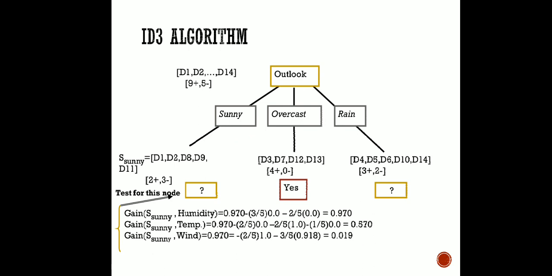If my outlook is sunny, which attribute am I going to focus on? Whenever we work on this branch, we can consider only data D1, D2, D8, D9 and D11. Why? Because for these data items, outlook equals sunny is satisfied. So whenever we bring up the next attribute here, we are going to take our decision based on these 5 data items only.